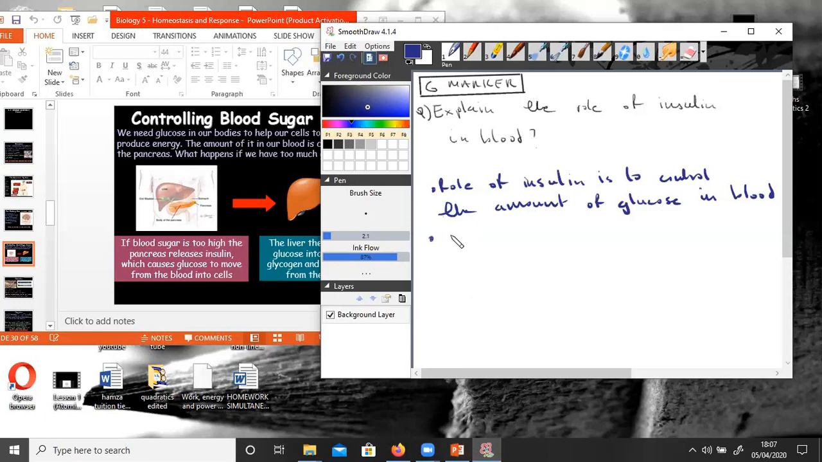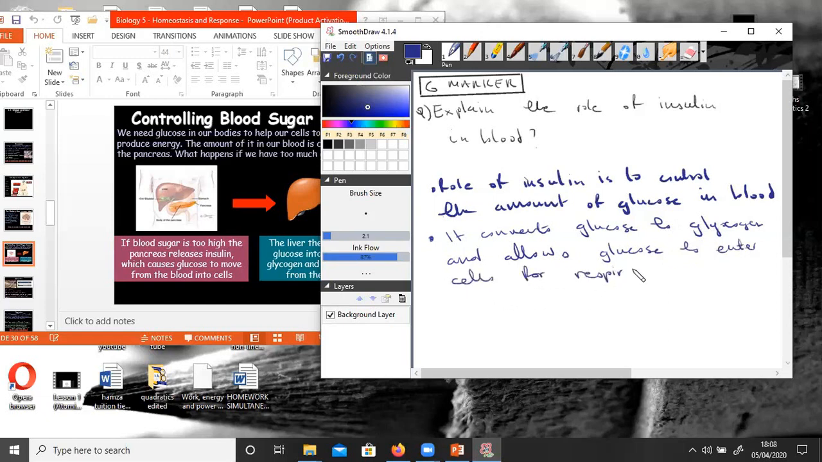Hold your thought. Can you add something to that, Josepha? What is the insulin? It converts glucose to glycogen. Very, very good. Glucose to glycogen. Is there anything else that it does? And allows, what could we say here, Roger? Glycogen reduces the blood glucose concentrations back to normal. That's good. It converts glucose to glycogen and allows glucose to enter the cells for respiration. So let's remember, insulin does two things.